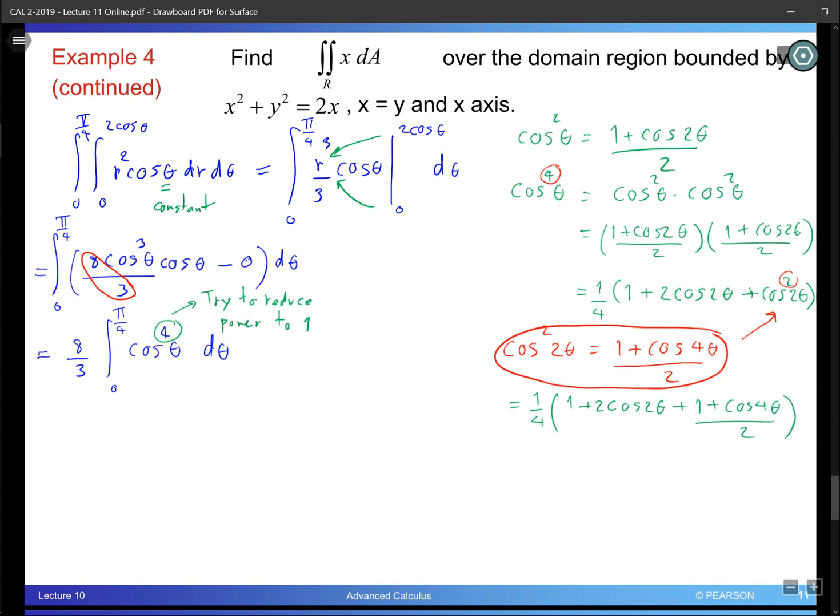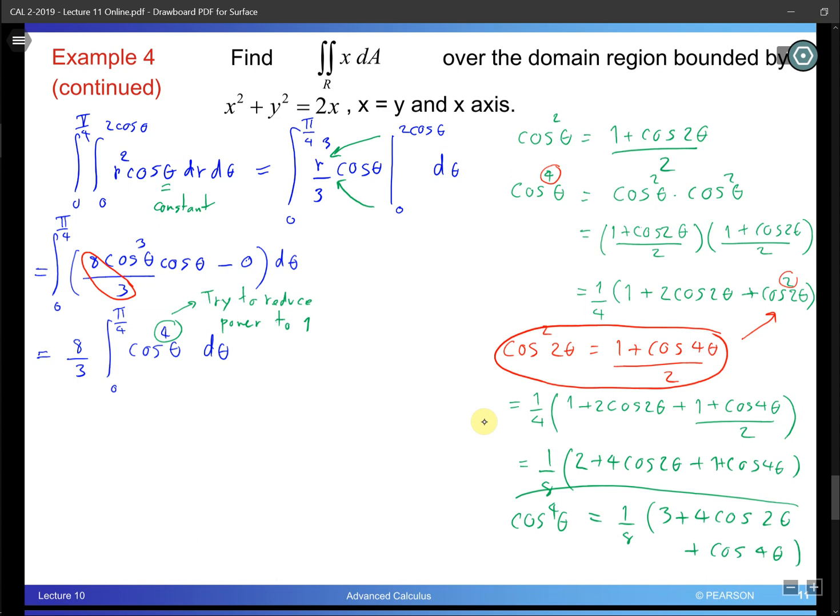Now to make this look easier to manage, I'm going to take 1 over 2 out. This becomes 1 over 8. This becomes 2 plus 4 cosine 2 theta plus 1 cosine 4 theta. Right, combine everything, we have 1 over 8, 3 plus 4 cosine 2 theta plus cosine 4 theta. And that is equal to cosine theta to the fourth. We are going to substitute this into here.